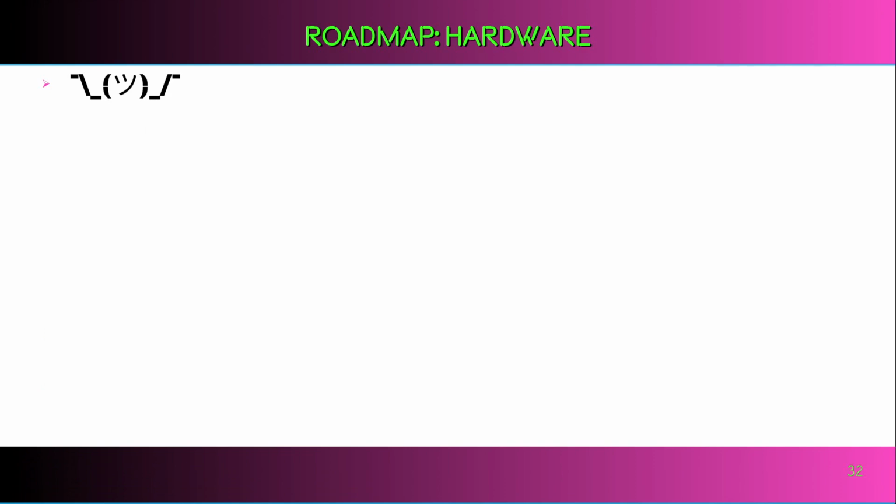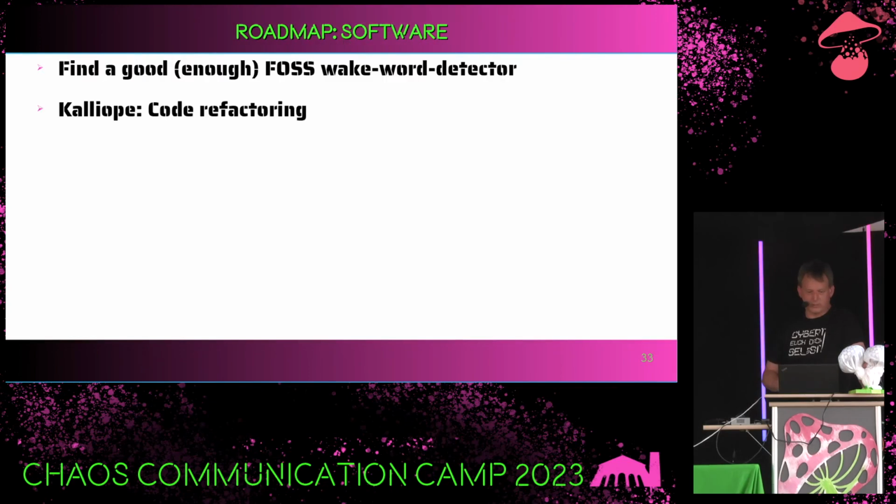So, hardware. I really have no idea if there is anything else to add to it. Hardware is probably stable, unless some Pi Zero 2 comes out. Software: I want to take a look at other open source wake word detector implementations, and the other part is that Calliope needs quite a bit of code refactoring in some areas. So that's what's down the road for me.